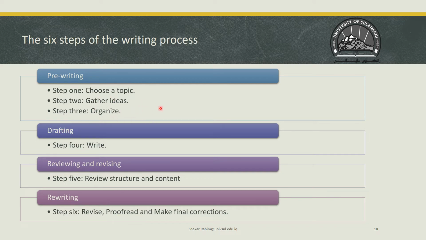Okay, so each one has its own order. You have to be doing it in the correct order. So this one comes first, pre-writing, and second one, drafting. You write. You start writing. You don't care about mistakes. You just write. Number 3, you review the writing. You review the things you wrote, and you correct the mistakes. You correct the grammar. And you correct the meaning and all of them. And rewriting, you write the correct version.